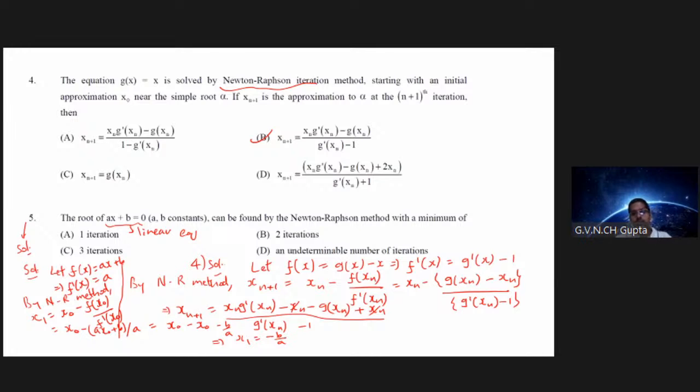Okay, so what is x2? You will be getting again minus b by a. What is x3? You will be getting minus b by a. See, for example, x2: x1 minus f of x1 divided by f dash x1. Minus b by a minus f of x1, that means a x1 plus b, that is a into minus b by a plus b, divided by a. So a cancels, minus b plus b is 0, which is again minus b by a. That's why you will be getting the answer in the first iteration only, because it is a linear equation. You will be getting directly x equal to minus b by a. This is a simple general question.